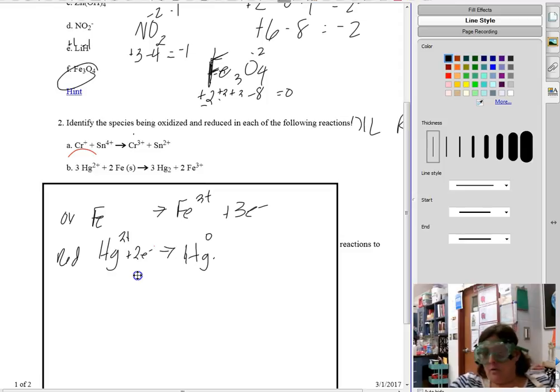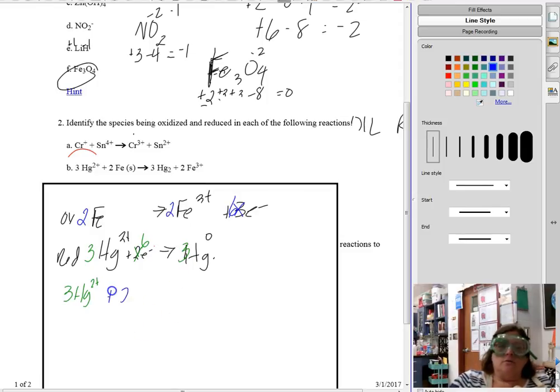We're kind of like when we're balancing or writing out compounds. If we have 2 here and 3 here, iron's going to have to happen 2 times in order for all the electrons to get used up. 3 times 2 is 6. Mercury is going to have to happen 3 times in order for all of our electrons to get used up. So I'm going to leave those electrons there for the moment. I'm going to bring these down. 3 mercuries plus 2 irons. I'm going to put the electrons in red.